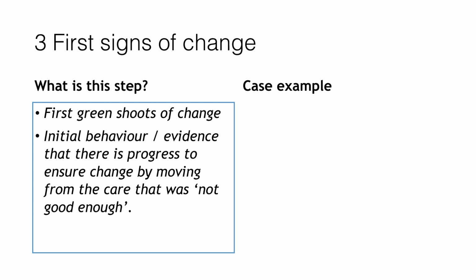This is the very first indication of change, indication of engagement, that first green shoot of change. This can be very tentative. It may only be symbolic. It may be limited to a family's willingness to start to talk about issues of concern where they have previously been ignored. It may only be compliance with tasks or actions that have been agreed.